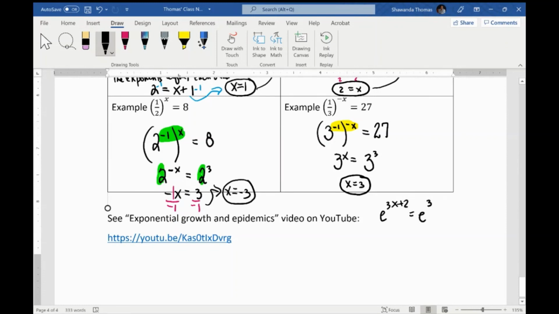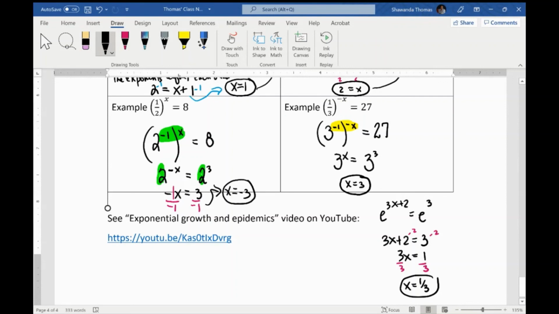Yes. So what are we going to set equal to each other? The exponents. Yep. 3x plus 2 equals 3. Now what? Subtract 2. Yep. 3x equals 1. And then divide by 3. X equals 1/3. 1 more for the road.